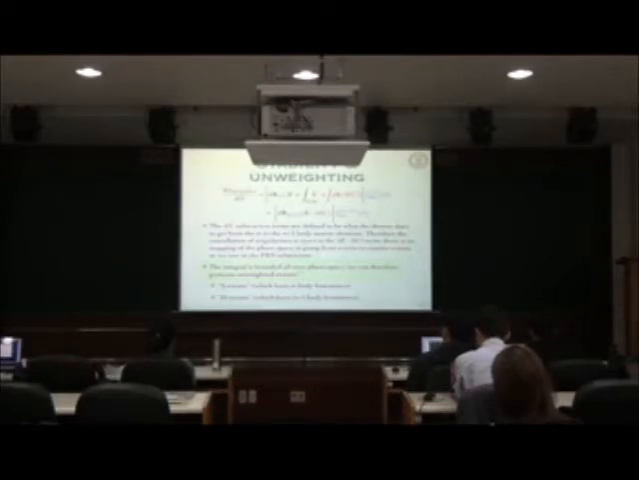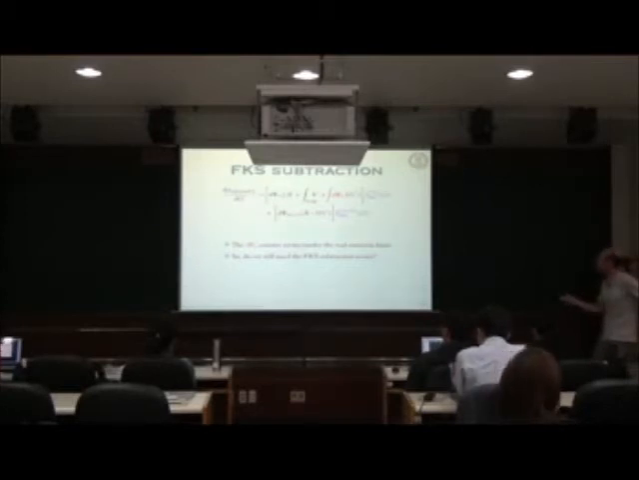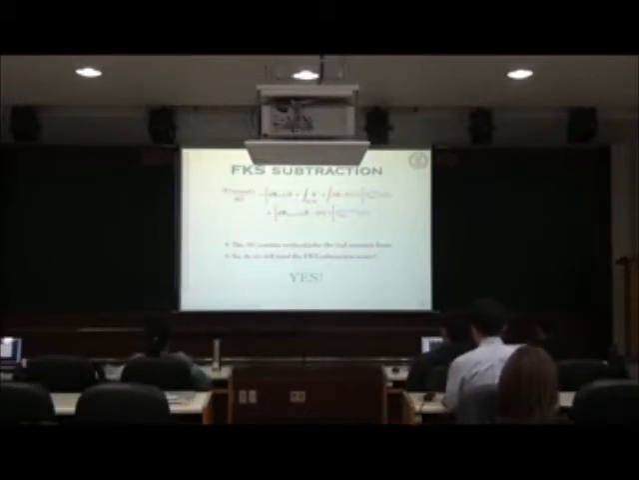So do we still need the FKS subtraction? Because now this part is finite and this part is also finite independently. The answer is actually yes, we still need it. And maybe somebody will see where in this equation we will still need it. So I'll give you 1 or 2 minutes to think of it. Somebody has an idea? No? The reason is the following.